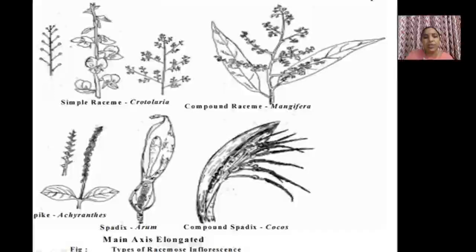So, at its base female flower, then here male flower, here neutral flower. This is the compound spadix of coconut. Understood? This is the spadix of simple Colocasia, and you can also observe it in Anthurium. This we already discussed. Clear? I hope you understood well.